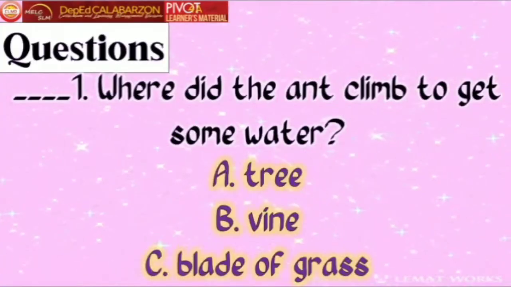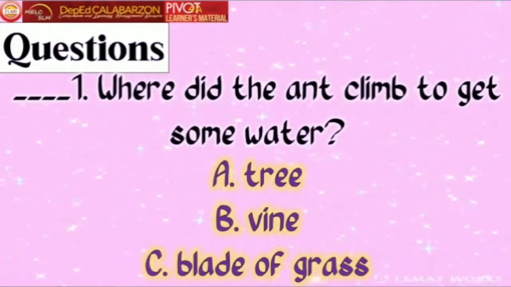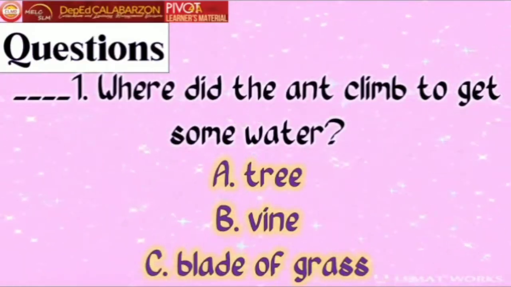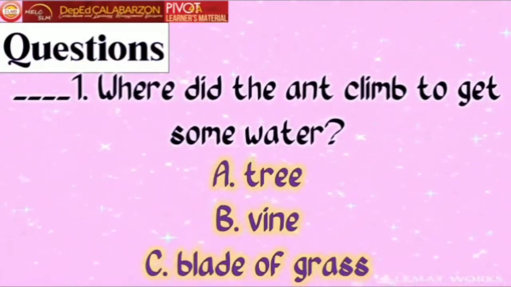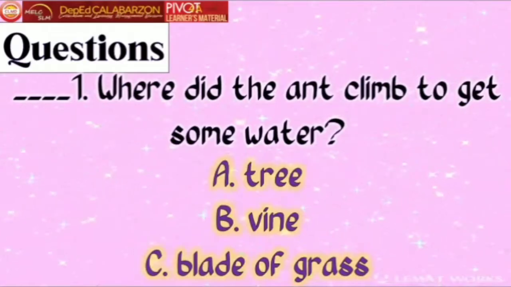Here are the questions. Number 1. Where did the ant climb to get some water? A. Tree, B. Vine, C. Blade of grass.